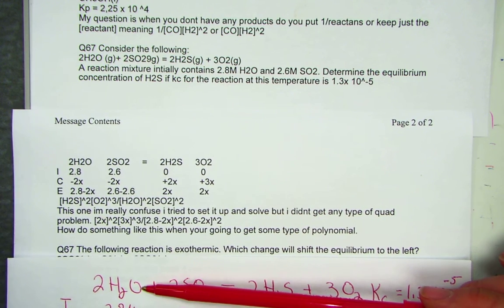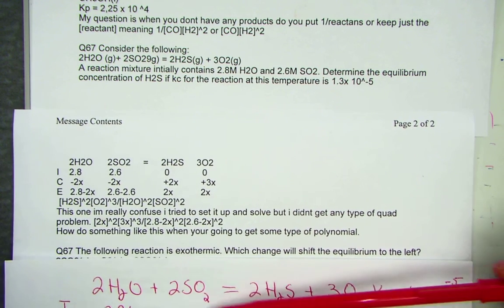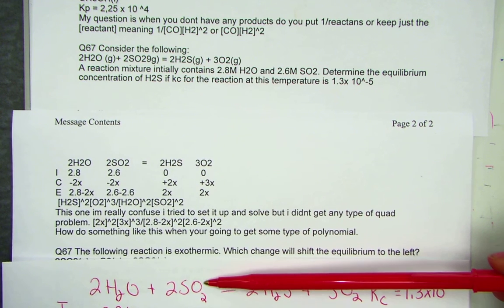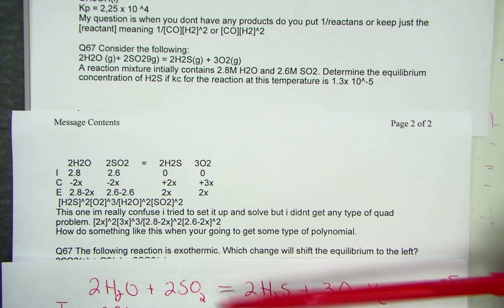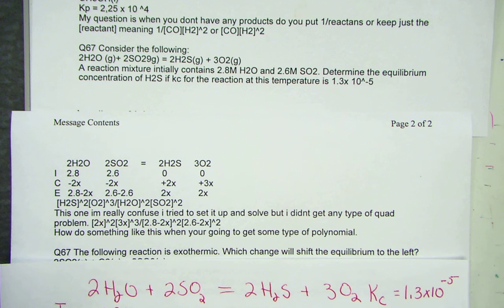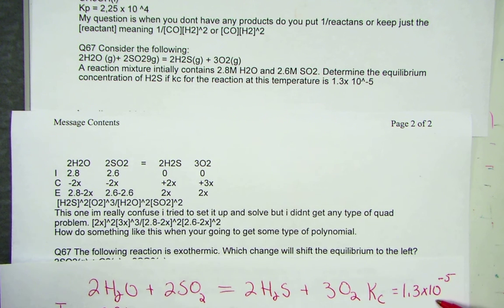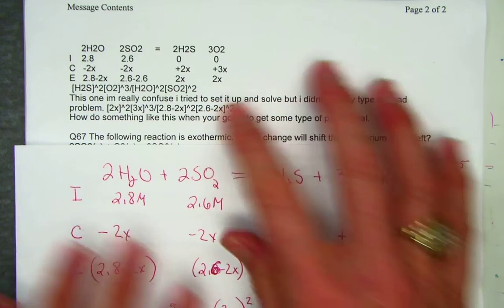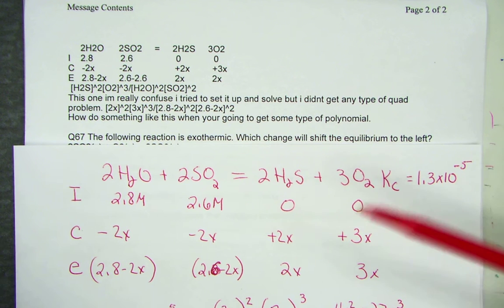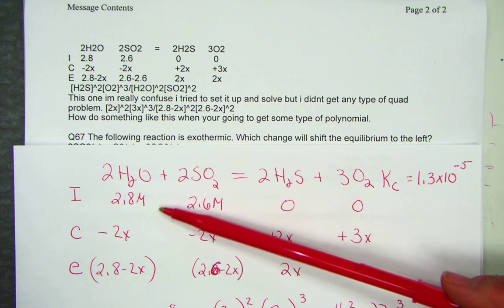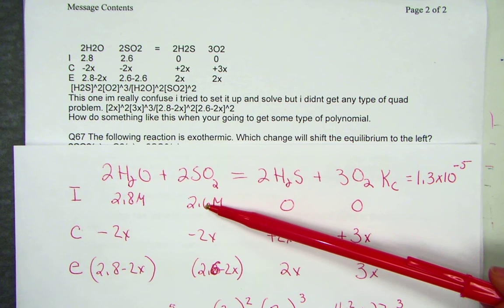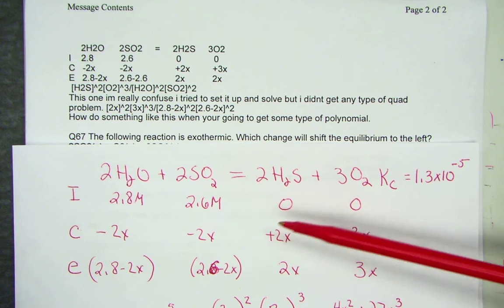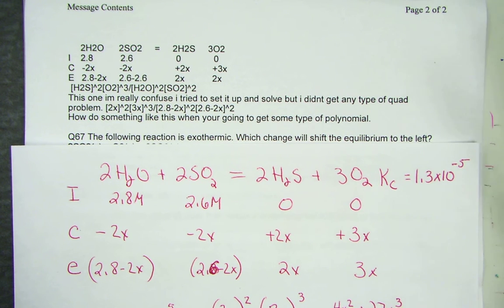2.8 molar for gaseous water was the initial concentration. 2.6 molar, the initial concentration of sulfur dioxide, and the two products again having a value of 0, and the Kc of 1.3 times 10 to the negative fifth value. So I'm going to just go ahead and push this paper up, kind of set up what we know. The initial concentrations were given, that was the two values for I in the ICE chart for the two reactants, products of course being 0.